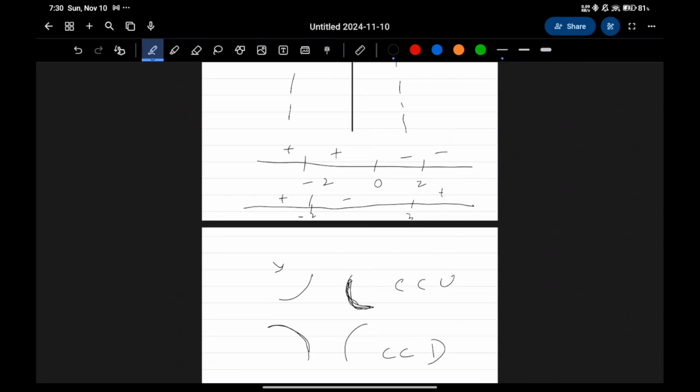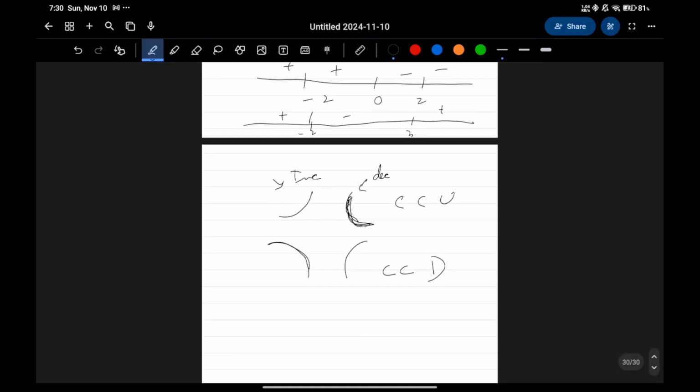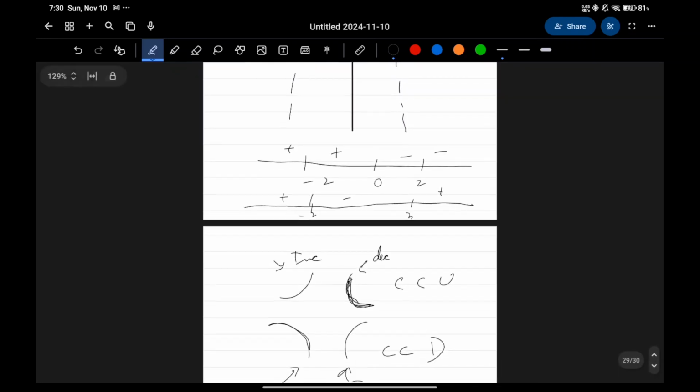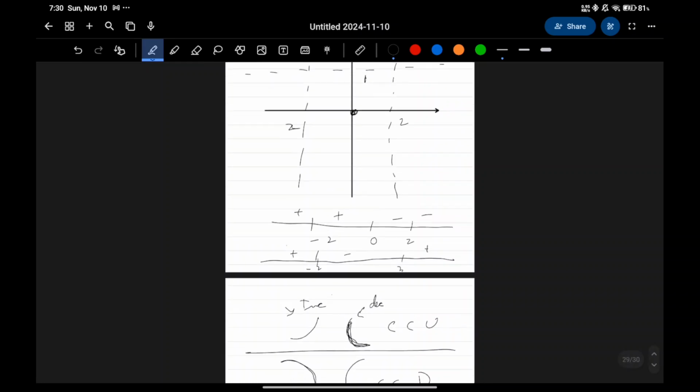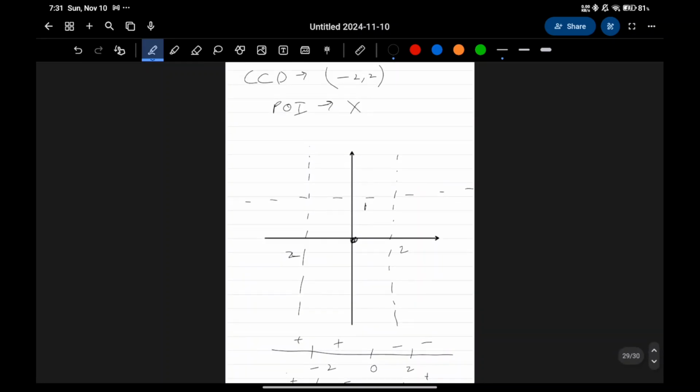This is increasing, this is decreasing, this is increasing again, and this is decreasing. Now, which one of them is positive and concave? I have concave up over here and I have positive, so it should look something like this.